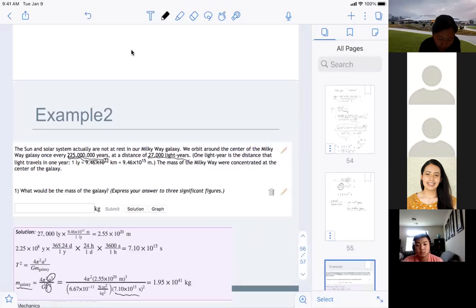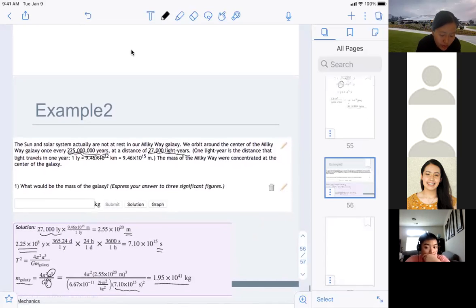You need to convert this many years into seconds. In terms of the distance, you need to convert this many light years into meters. If you do that, you can get a number for the mass of our galaxy. Really, again, very similar to before. It's just what is given and what needs to be calculated that is different. All right, so that's all.